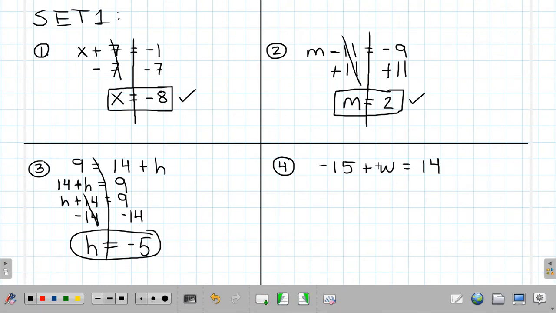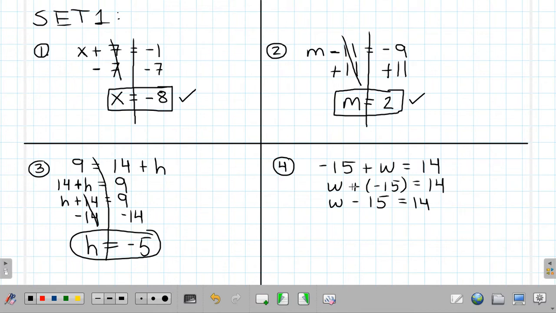But I'm going to take it one extra step further and say, well, my variable's already on the left, but I have addition here. So I can actually flip this around and write this as w plus negative 15 is equal to 14. And then the other thing, which is something we've seen before too, is we have w plus negative 15. Well, I can simply just rewrite that as w minus 15. And now I've got an equation that works just like number 2, all because I switched some things around here.